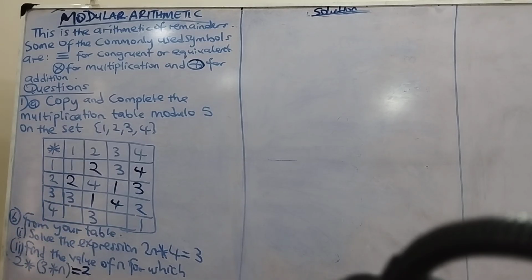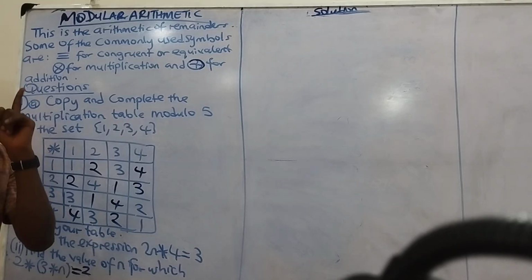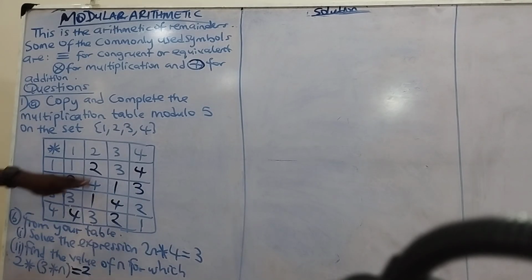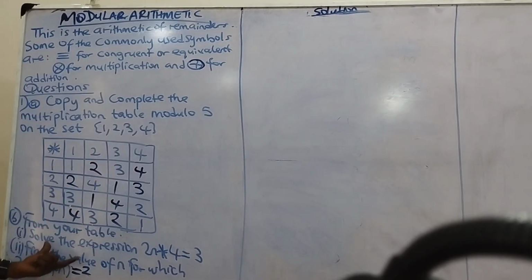4 times 1 is 4, still less than 5. This one is already given, which is 4 times 2 is 8. 5 going into 8 is 1 remainder 3. 4 times 3 is 12. 5 going into 12 is 2 remainder 2. Then 4 times 4 is 16. 5 going into 16 is 3 remainder 1. And that is how we got this one. You can see from here, we have completed the table. We are good to go. With this table, solving this question is very easy.